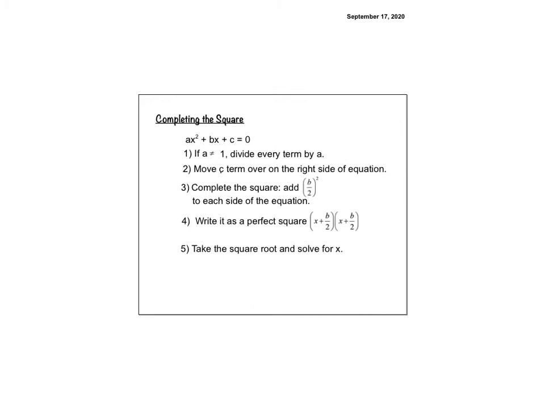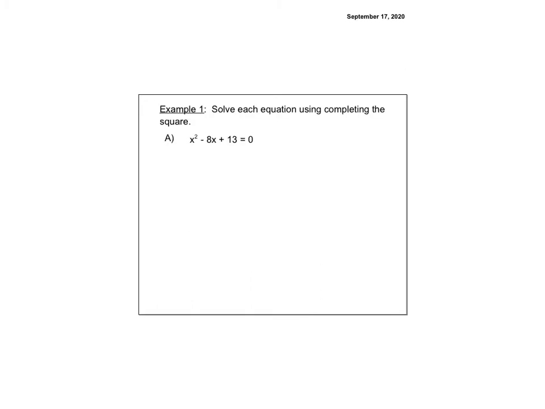So let's look here at how to solve quadratic equations using completing the square. It has to be in this form again of ax squared plus bx plus c equals 0. Then if a is not equal to 1, we're going to divide every term there by a. Step 2, we're going to move the c term over to the right-hand side of the equation. Step 3, we're going to complete the square by adding (b divided by 2) squared to both sides of the equation. And then we're going to write it as a perfect square, (x plus b over 2) times (x plus b over 2). And then we're going to take the square root and solve for x.